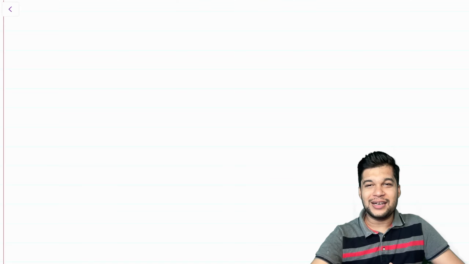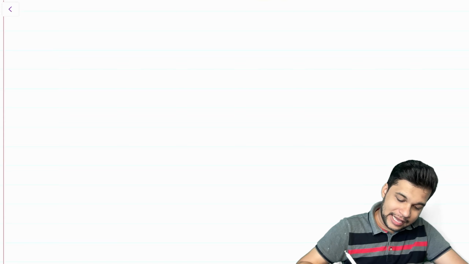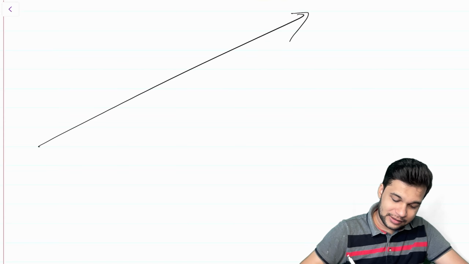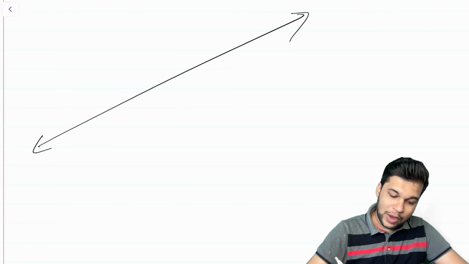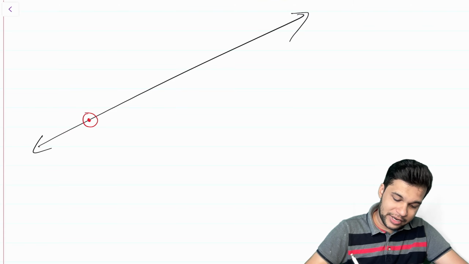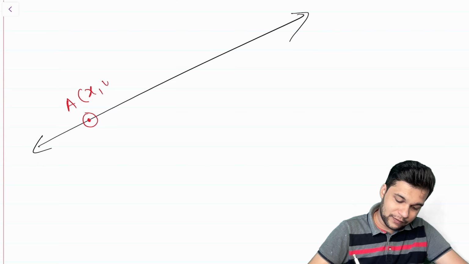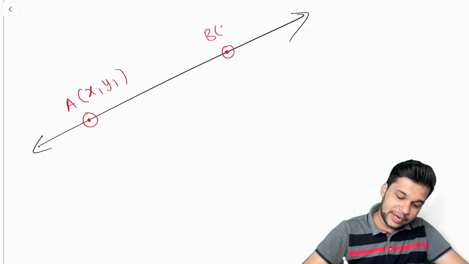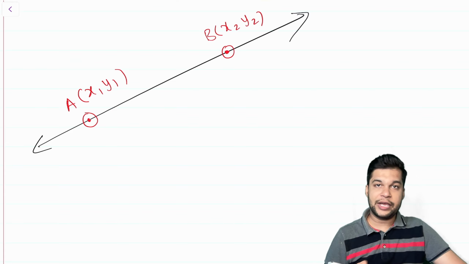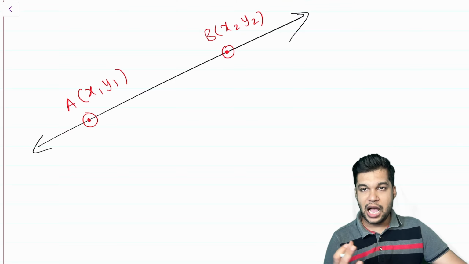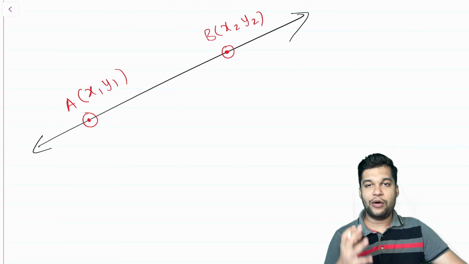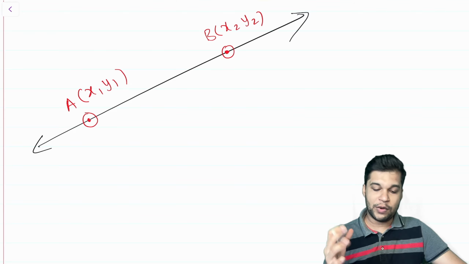Today we are going to learn how to find the slope of a line. Okay, so let's say you have a line like this. You have 2 points on the line. Let's say you have a point A with coordinates x1, y1, and then another point B with coordinates x2, y2. Okay, so now the question is, how do I find the slope of this line?